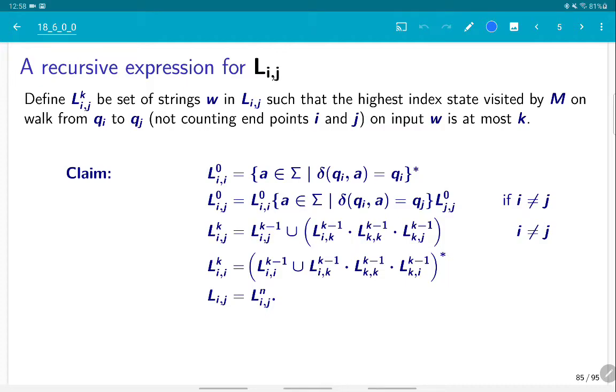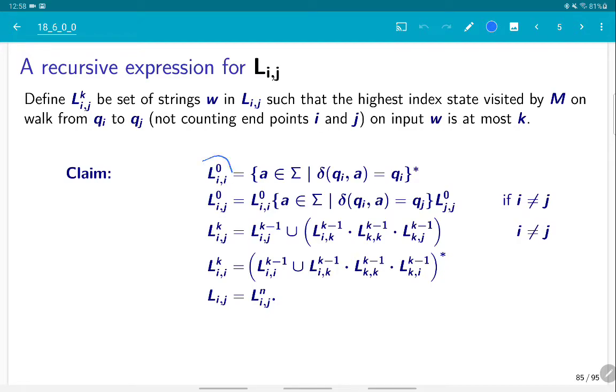So let's think about all the strings that get us from state i to state j, where the maximum state that is being traveled in the middle is at most k, right? Exactly like we did in Floyd-Warshall. And now we will get the recursive definition using this parameter k. So let's define some of those equations. I think it's easier to see it by example.